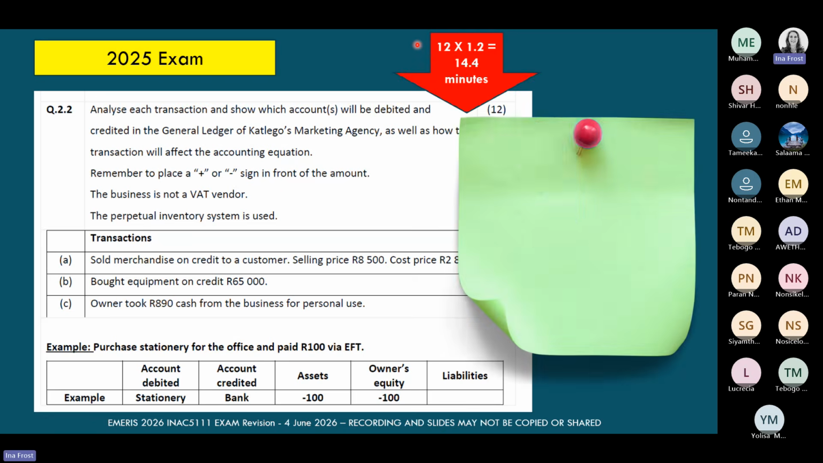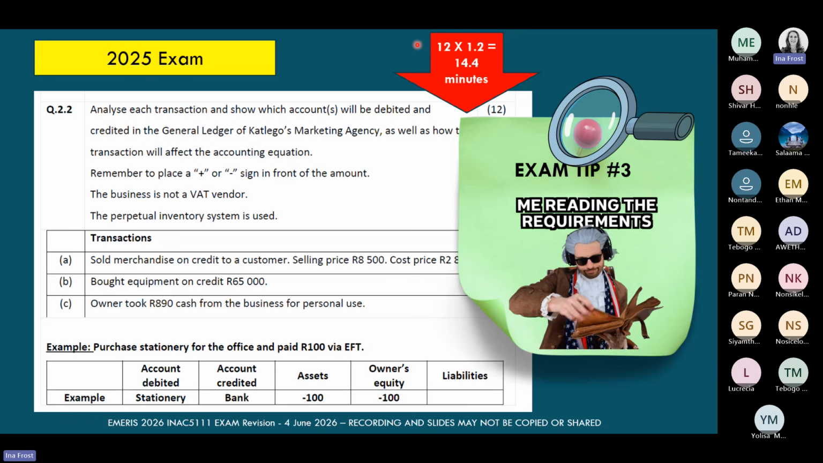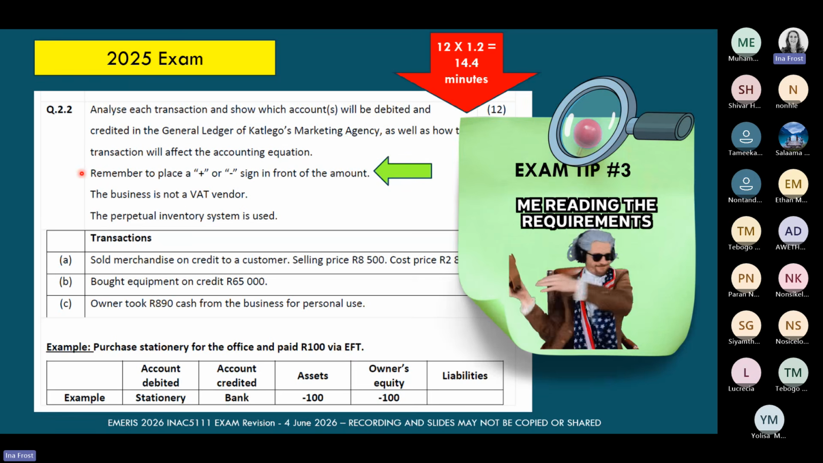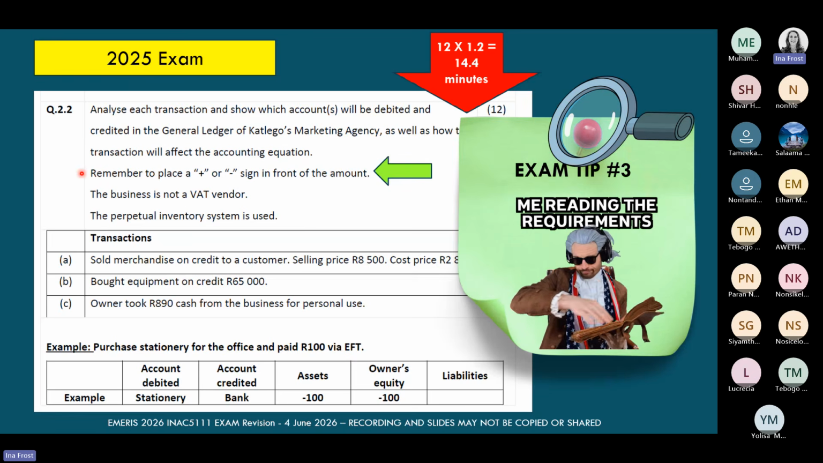Then the other point that we made was how important it is for you to read all of your required information and really make sure you see all the little detail that's in it. So let's read through this again and make sure that we see all the little details that were included in this question. Here you can see they remind us that when we show the impact on the accounting equation, down here, we have to remember to show the plus and the minus sign.